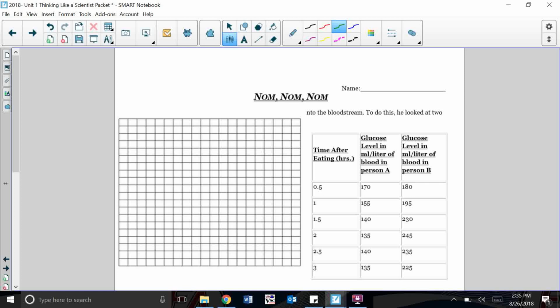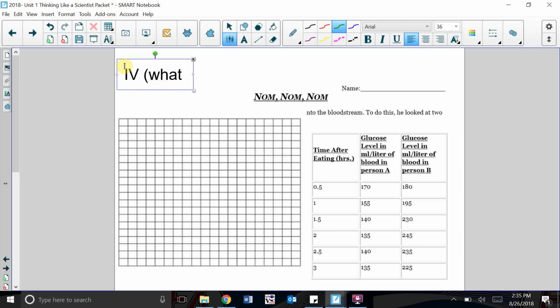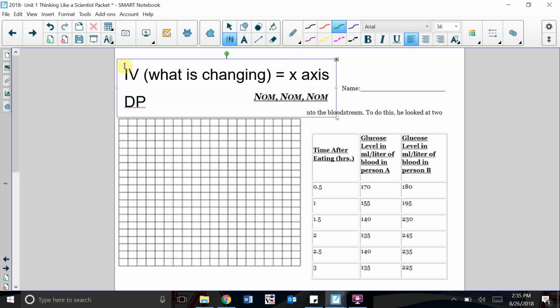So in general, we always say that our independent variable, I'm going to label that IV here. Remember, that's what is changing. And that's always going to go on your x-axis. Remember, your x-axis is on the bottom. Your dependent variable is what you are measuring, and that's going to be on your y-axis.